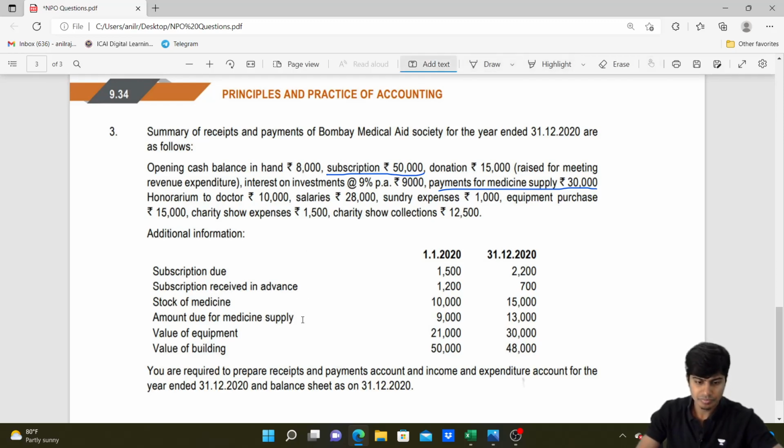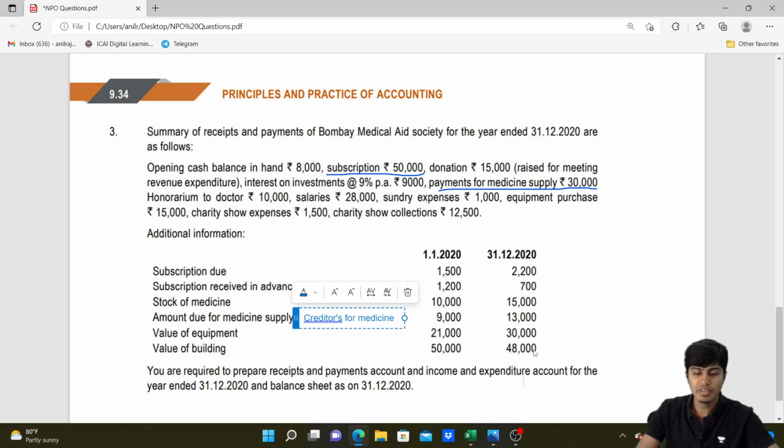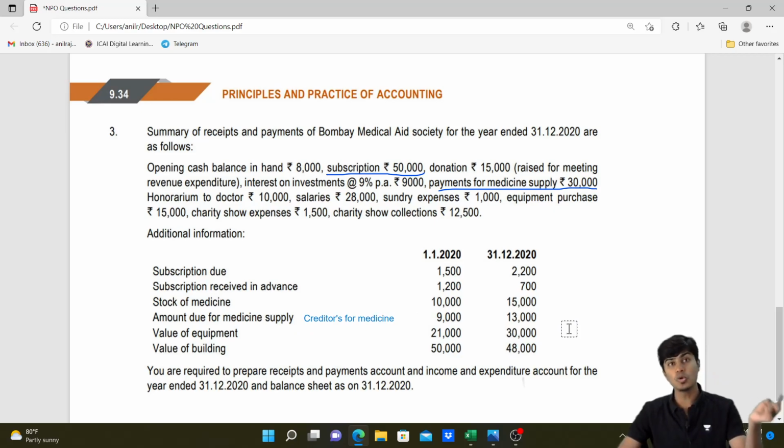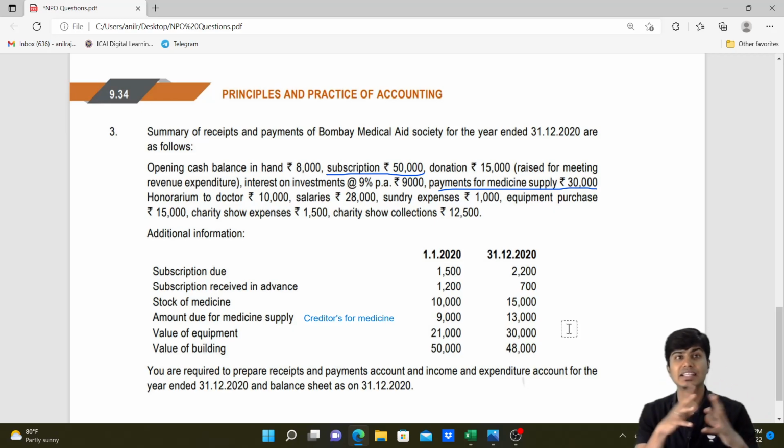This is like the creditors for medicine account. So we'll open this creditors for medicine account. In this ledger, we'll write the opening balance, closing balance, and amount paid to creditors to find the purchase of medicines during the year. Once we find the purchase of medicines made during the year, using it, we'll identify the consumption of medicines.